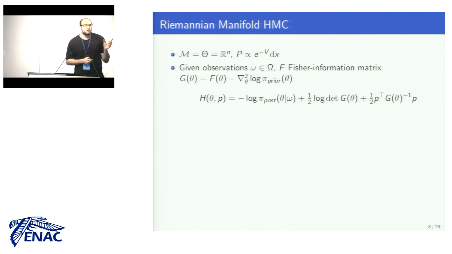And you're going to define your metric tensor, your kinetic energy, by essentially taking the Hessian of your posterior, averaging over the likelihood, and that's going to give you basically the Fisher information minus the Hessian of the log prior. And that is what you're going to use as your kinetic term. So that's why you have a log determinant of G and p^T G^-1(theta) p. So in that case, the Hamiltonian is much more complicated, even though you're still on R^n.